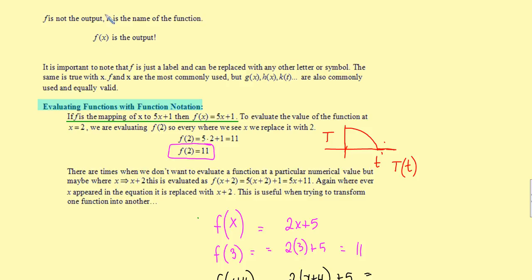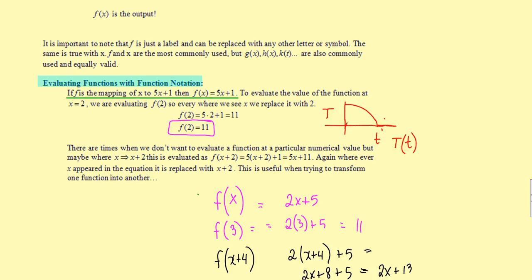So you should note that f is just a label, and it really could be replaced with any other letter. So when I call it f of x, well, technically it could be g of x, h of x, k of x. I could even call it k of t if I wanted to, depending on what I'm talking about. Okay? So what we want to do now is evaluate functions with function notation.